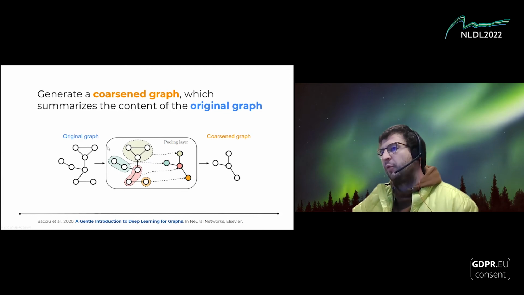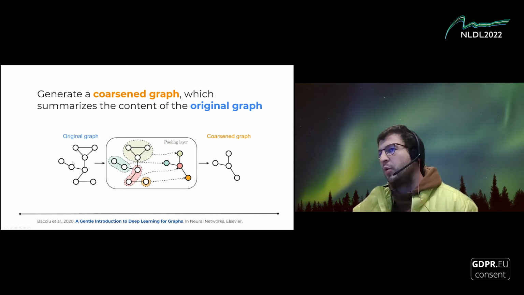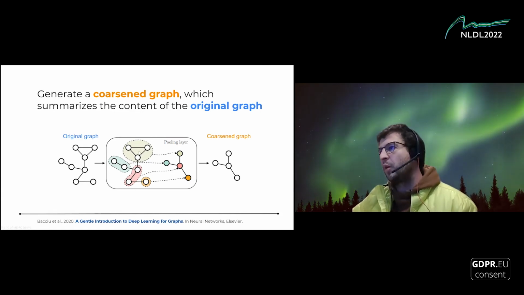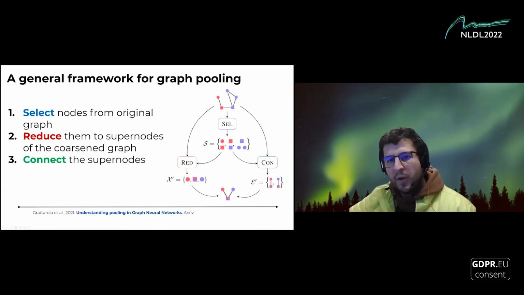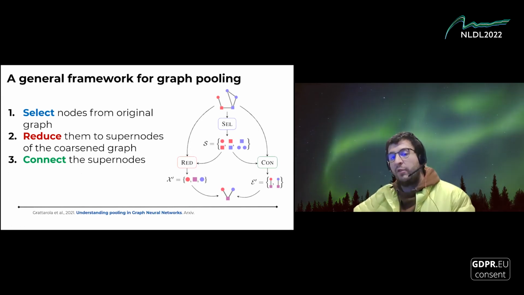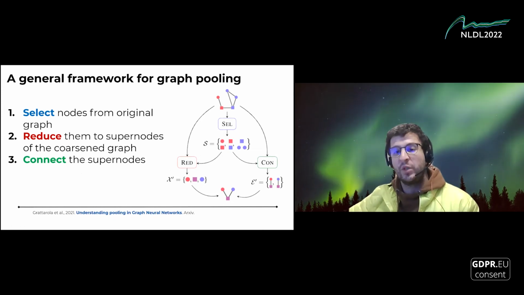So in this example, pooling is done by clustering together nodes which are similar and then using a super node to represent the whole cluster. Then we connect the super nodes and we have our coarsened graph. There are many different ways to implement graph pooling, but all different approaches always follow the same 3-step procedure.